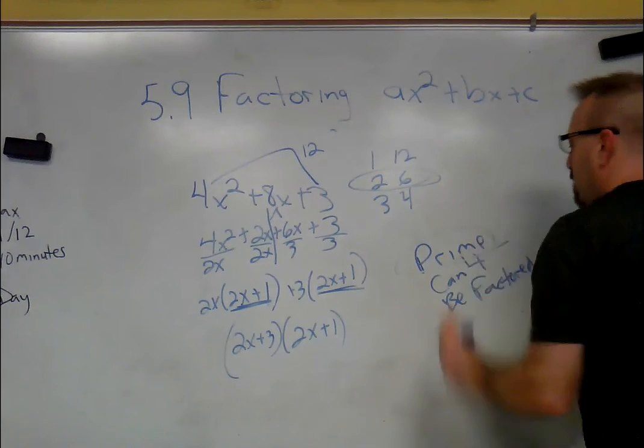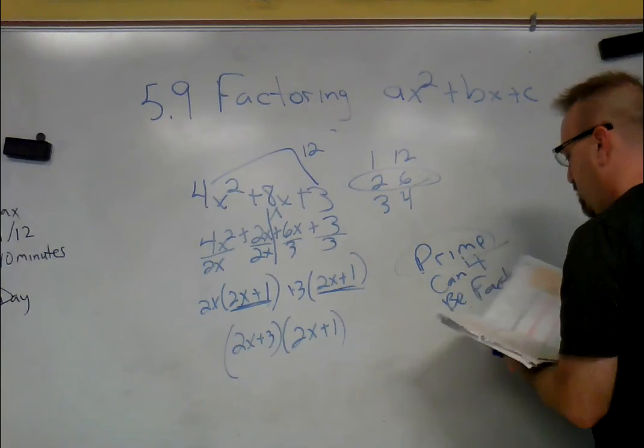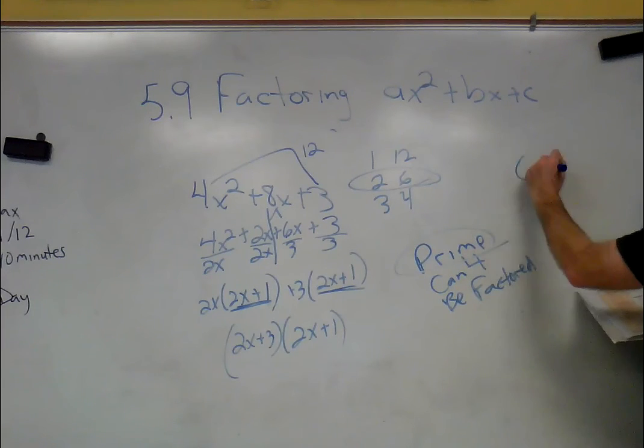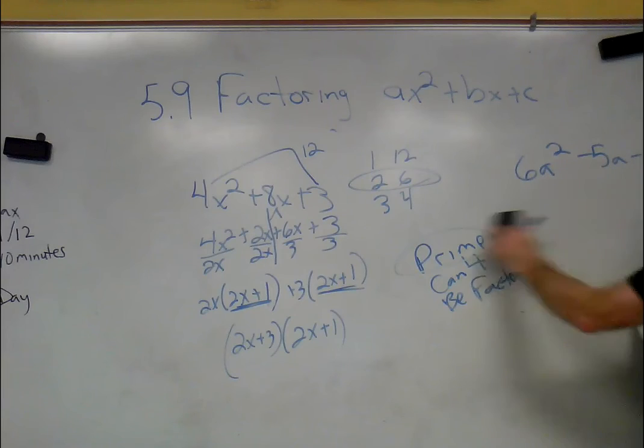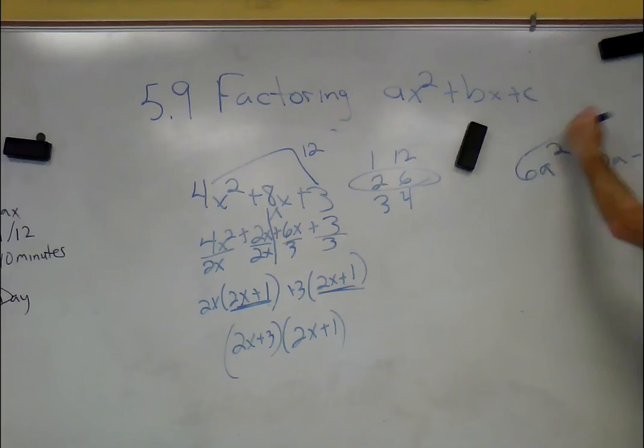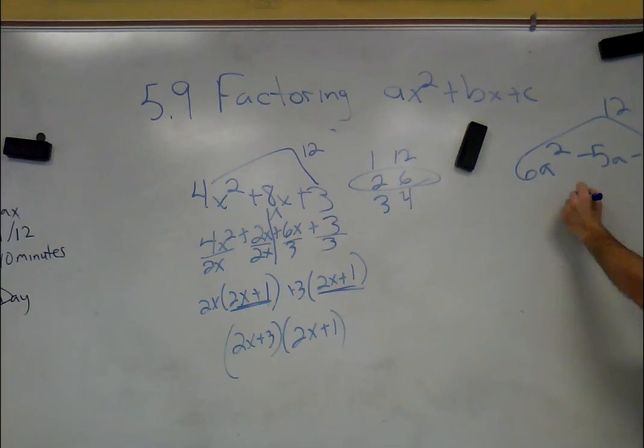Okay, let's do one. Here's an example. 6a squared minus 5a minus 2. So we start by multiplying. 12: 1 and 12, 3 and 4, 2 and 6. Which pair subtracts to be 5? None of them do. So none of them subtract to be 5, therefore it's prime.